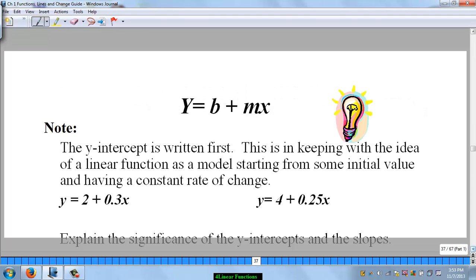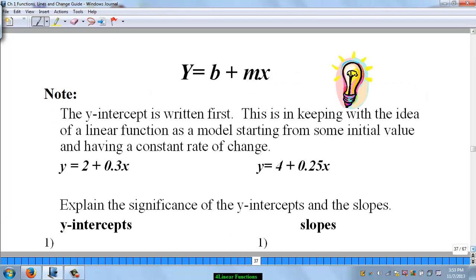So again, here's our formula, y equals b plus mx. The y-intercept is written first. This is in keeping with the idea of a linear function as a model starting from some initial value and having a constant rate of change. So that's why I want to have the b first. This is your initial value and your constant rate of change.